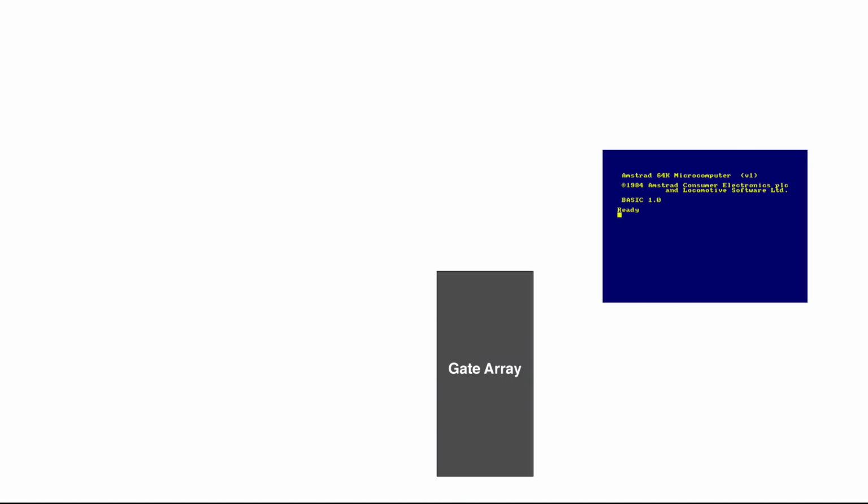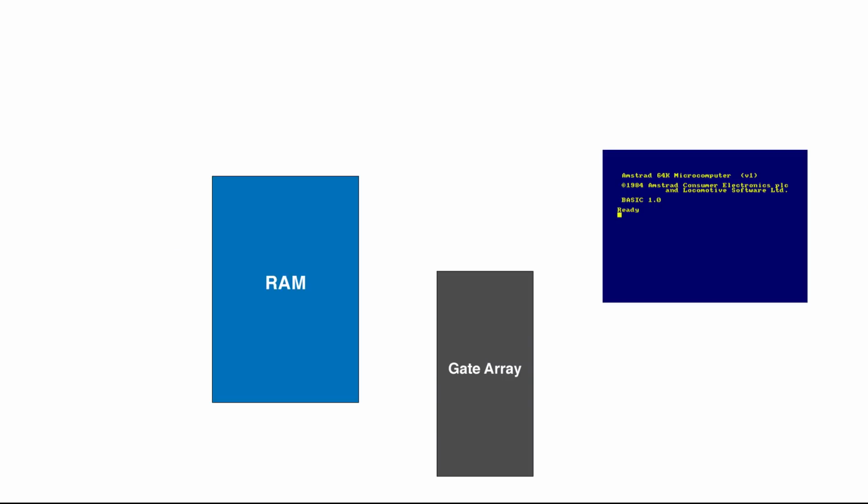The video signal is generated by the gate array from the contents of the screen area of the RAM. It has pins that output R, G, B, and a sync signal.